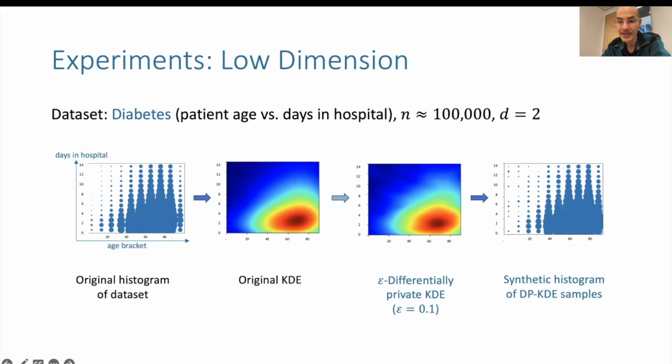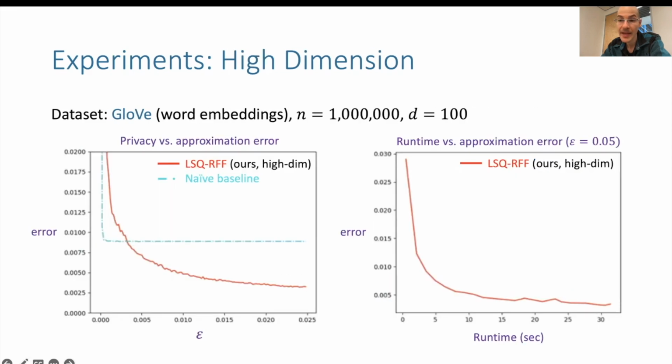This is the same dataset and the same mechanism that we've already seen visualized earlier in those heat maps. And these are the same plots with the high-dimensional dataset. Here only our high-dimensional mechanism is feasible along with the baseline, due to the high dimensionality. And as you can see, it gets good performance.